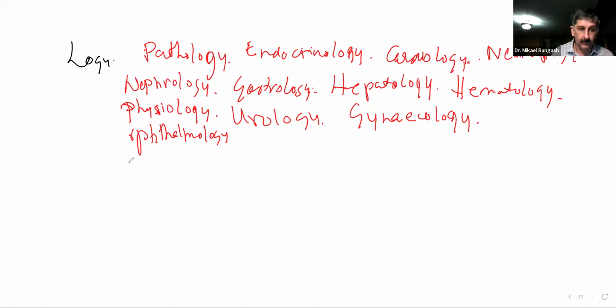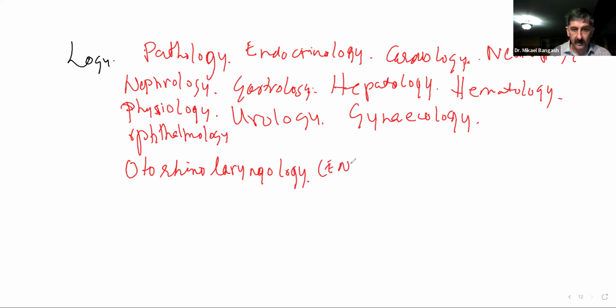Okay, we may need a little room for this one here. Oto, rhino, laryngology. This is actually what they also call ENT. Oto is ear, rhino is nose, and larynx is throat.